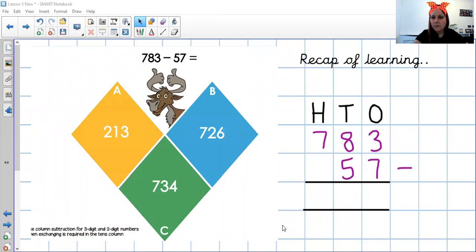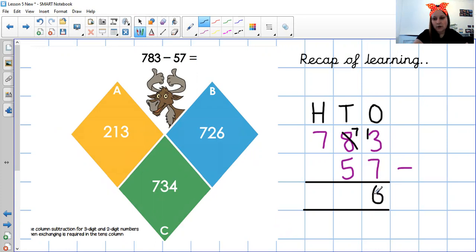So we're going to start with our ones. 3 ones, subtract 7 ones. Now, can we work that out? No, we're going to have to do some exchanging here. So we're going to exchange 1 ten. So I'm left with 7 tens and 10 ones. So I've now got 13 ones. So 13 subtract 7, we're going to be left with 6 ones.